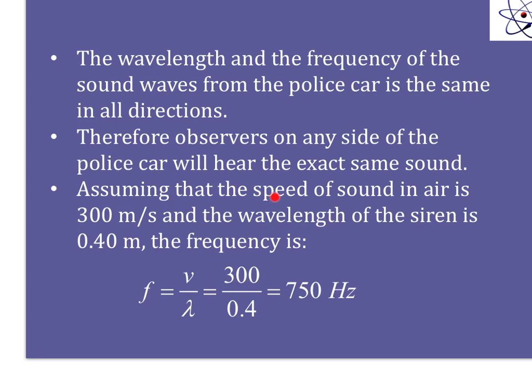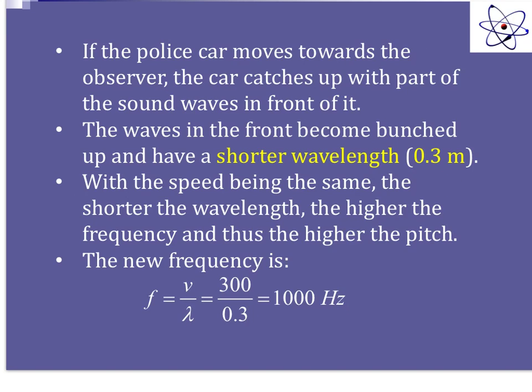Assuming that the speed of sound in air is 300 meters per second, and the wavelength of the siren is 0.4 meters. The frequency then can be calculated by using this formula here, speed divided by wavelength, giving 750 Hertz.